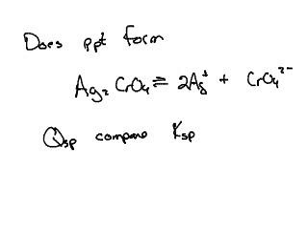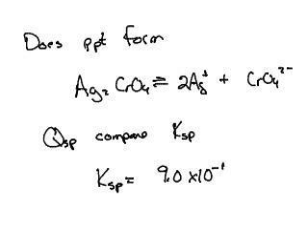If you recall, there was a big table of KSPs. It's found in the back of your textbook. In the blue book, the one I'm looking at for Mr. Bergmann's class, it's on page 752. It's also in the back. But the silver chromate KSP, numerically, at 25 degrees Celsius is 9 times 10 to the minus 12th.